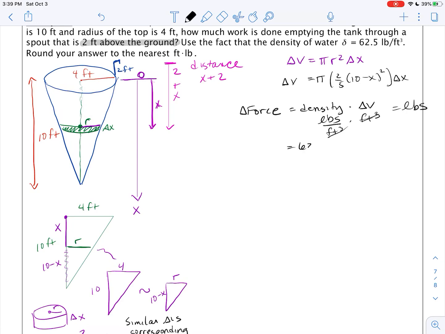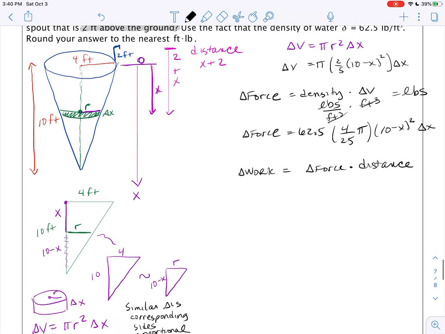Good? So what's our density? 62.5. What's our volume? If I do the squares, 2/5 squared is 4 over 25. So this is going to be 4 over 25 pi times 10 minus x squared delta x. And that's going to be our delta force. What's our delta work? Our delta work is going to be our delta force times the distance, and we've already discussed what the distance is to the top of the tank and then plus 2 feet more. Remember, distance down from 0 to your slice is x, but we need to go 2 more, so our distance is x plus 2.